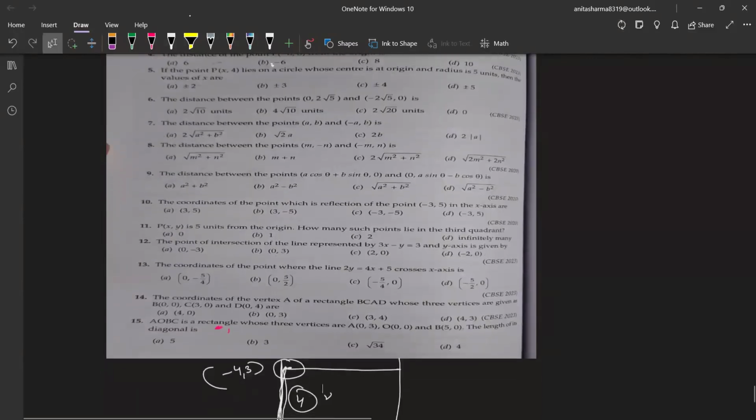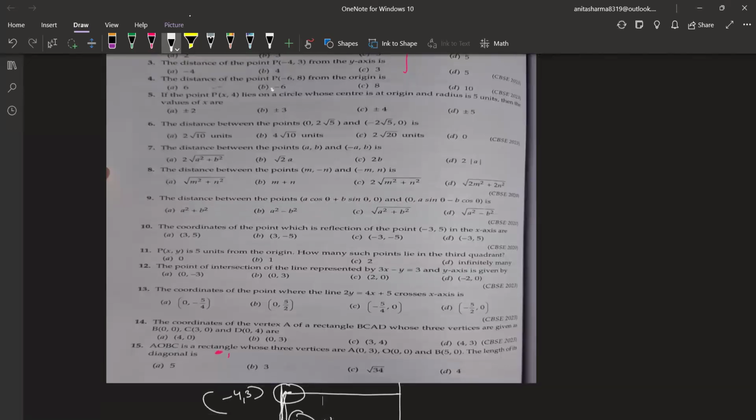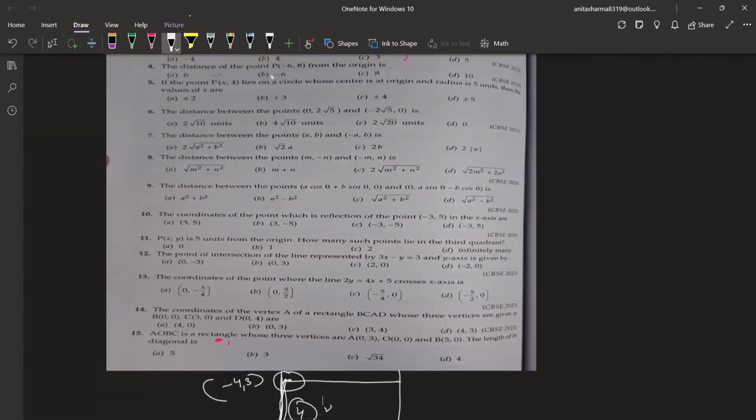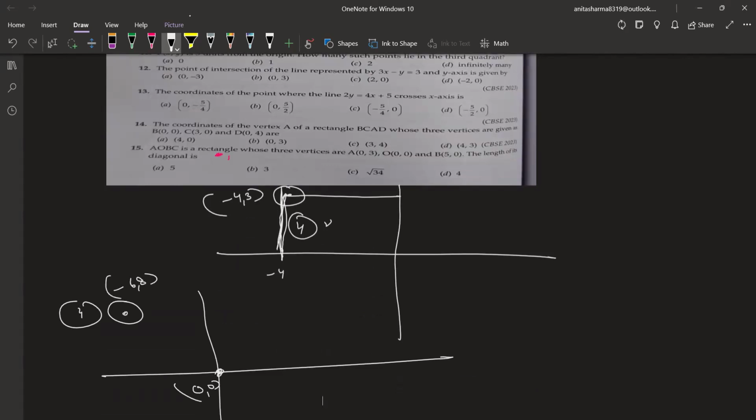Now come to the next: the distance of (-6, 8) from the origin. What will you do here? They are saying, this is your origin, right, beta? And they are saying (-6, 8). Suppose this is (-6, 8). So from the origin, what will you apply here? Distance formula or not? Yes, ma'am.